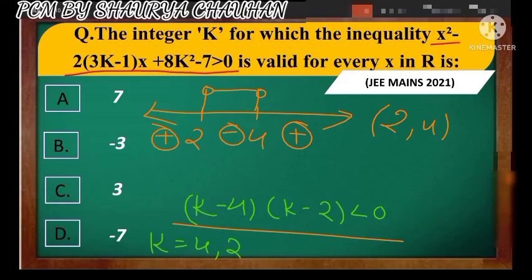So now the value is 3, because the only integer value between 2 and 4 is 3. So option C is our correct answer.